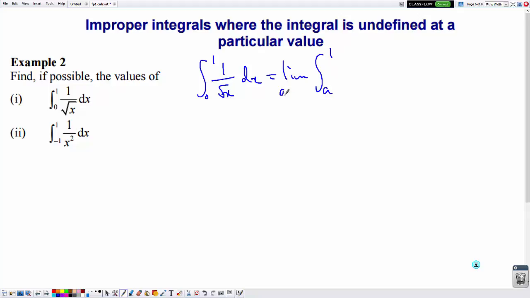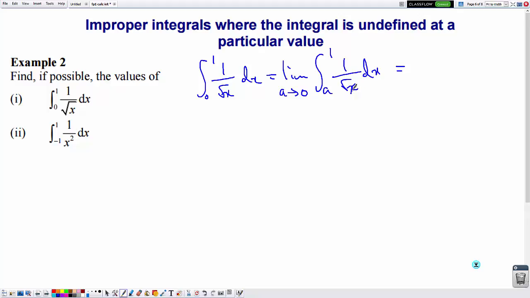So now it's the limit as a, which is now replacing 0, so it's not as a tends to infinity, it's as a tends to 0, of 1 over root x dx. Now let's work out this integral. So now we're just going to work out this definite integral. Ignore the limits. We're going to keep on writing it, but we don't work with it yet.